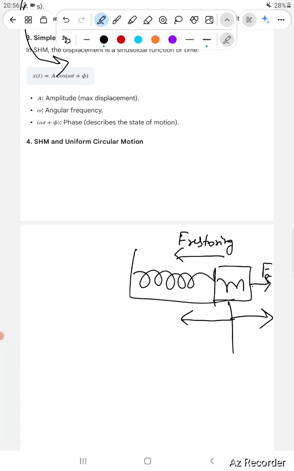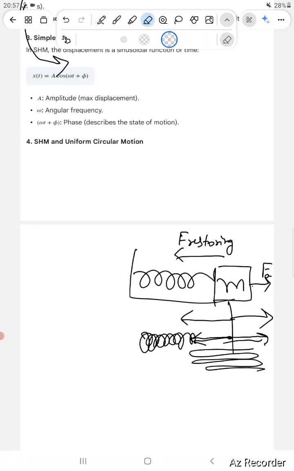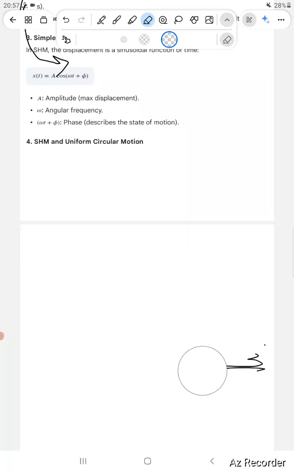Due to inertia, as you have studied, the box will continue to move and will compress the spring. The compressed spring will then push the box towards the right, and the box will move to and fro about the mean position. This box is said to be in oscillatory motion. Now, what is SHM?